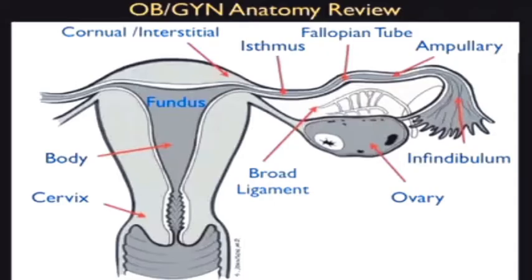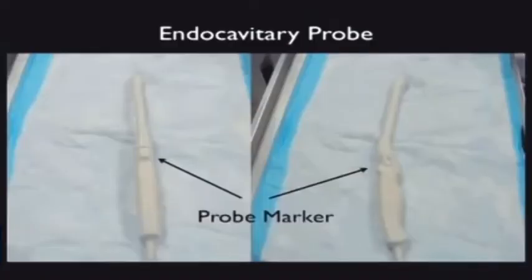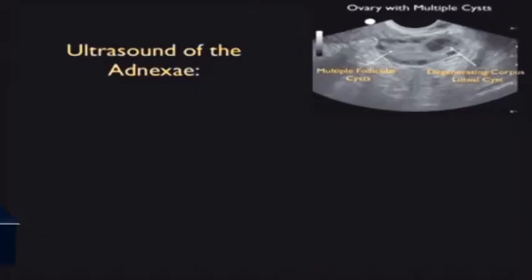For this examination, it's best to use a transvaginal technique to best see the adnexal structures, and so we're going to need an endocavitary probe. We see a typical endocavitary probe as shown here. Notice that it has a slight bend in it, and on the top of it is going to be the probe marker that will align us to the indicator dot on the screen.